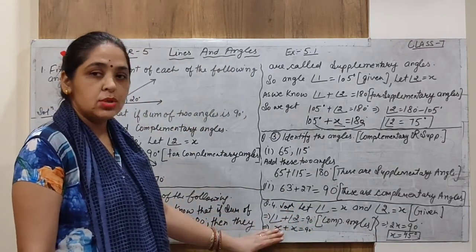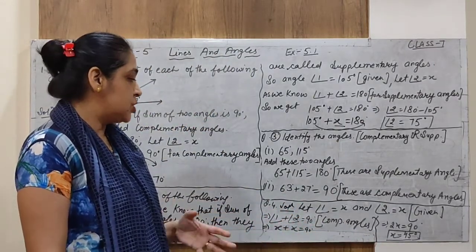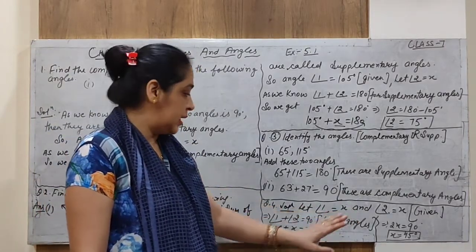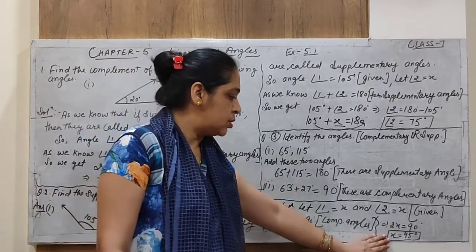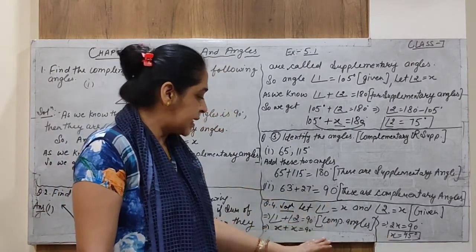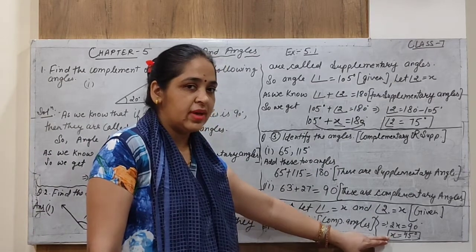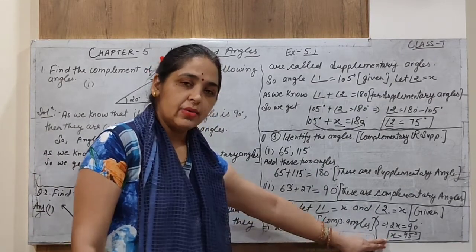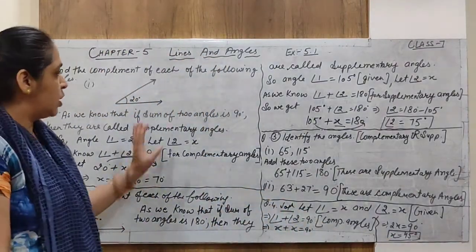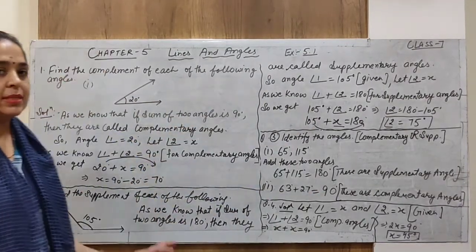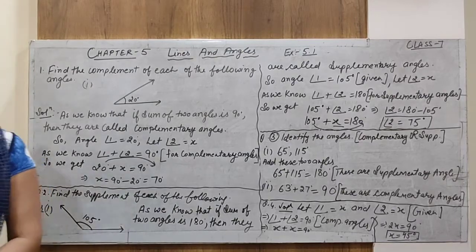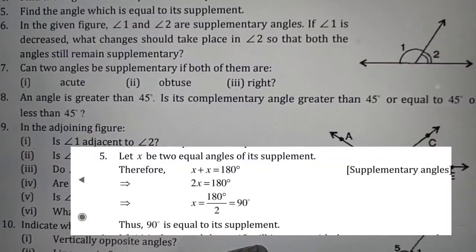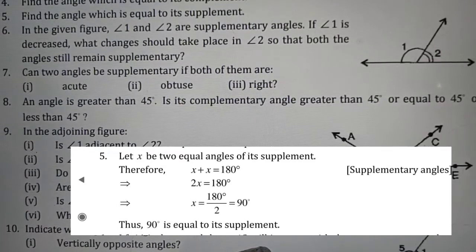Question 5 is also in a similar pattern, in which two angles are equal, but the condition of supplementary is used there. Then we can find both angles. So in this case, angle 1 is 45, angle 2 is also 45. So students, in this way you can do other questions on similar conditions. Alright. So students, I hope you understand the first 4 questions of exercise 5.1.